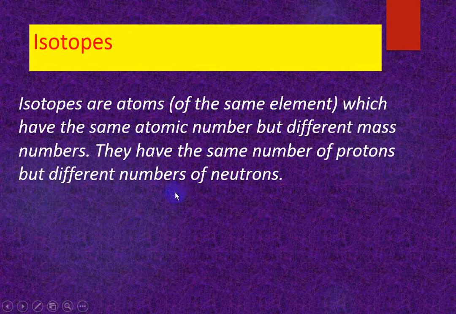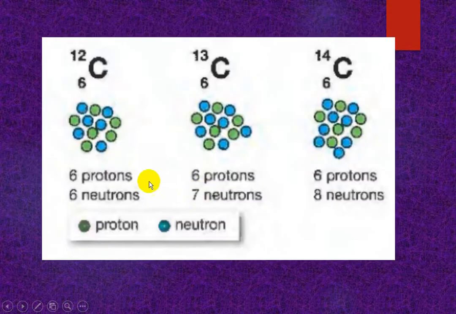I will now show how the number of neutrons differs. This is carbon 12, carbon 13, carbon 14. Carbon has 3 isotopes. The proton number is 6 in each, but the neutron number for carbon 12 is 12 minus 6, which is 6. For 13 minus 6, it is 7 neutrons, and for 14 minus 6, 8 neutrons. So proton numbers are the same but neutron numbers are different: 6, 7, 8.